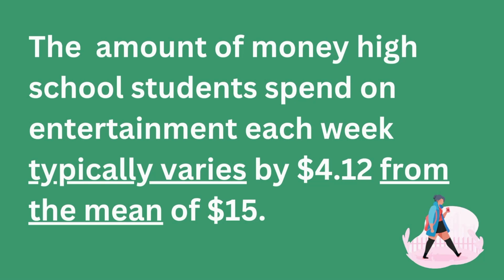So in our case, we were talking about how much high school students are spending on entertainment. And that amount that typically varied, we found that it varied by $4.12 from the mean, which was 15. So we found that mean of 15, and then we found our standard deviation, and we just have this word, typically varies. So having variation of $4.12 above or below that $15 was typical in this data set.